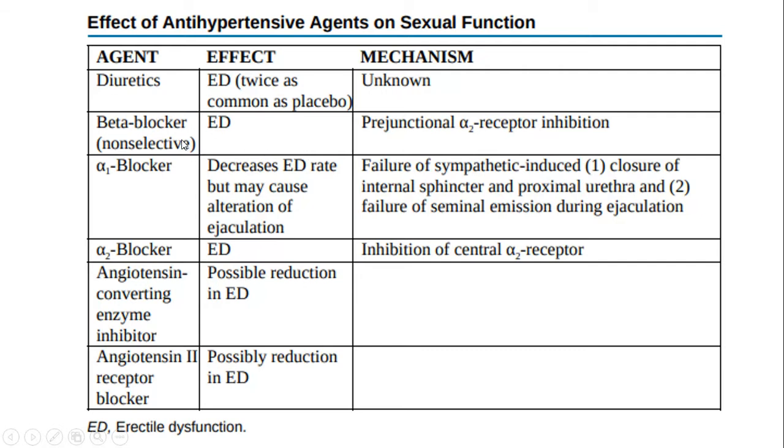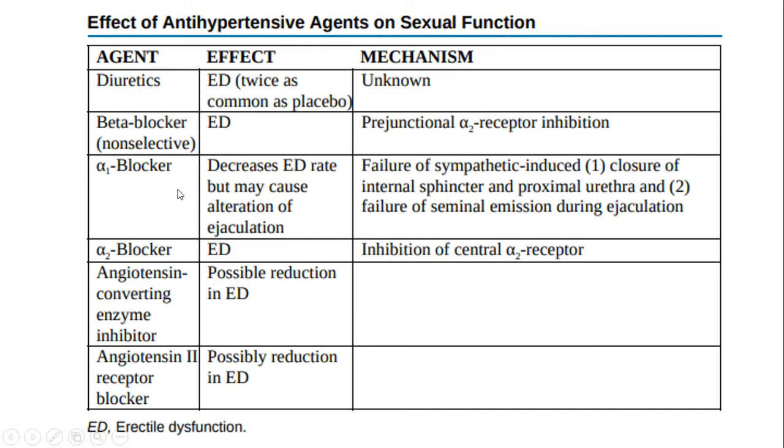Beta blockers: prejunctional alpha-2 receptor inhibition. Not 100% of persons who use beta blockers get erectile dysfunction, but it has its confirmed mechanism, and patients who already have some blood vessel lesions and are given beta blockers have a higher incidence of erectile dysfunction. Alpha-1 blockers in fact decrease the erectile dysfunction rate, but may cause alterations of ejaculation.